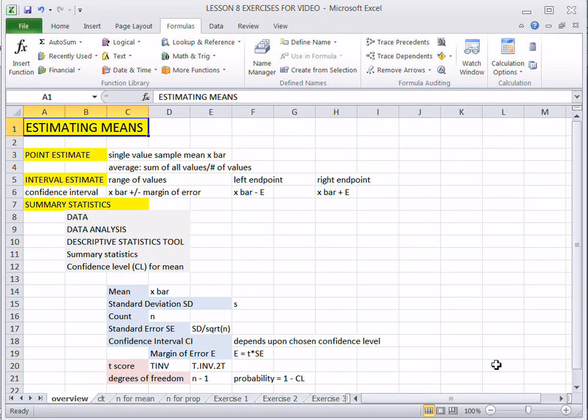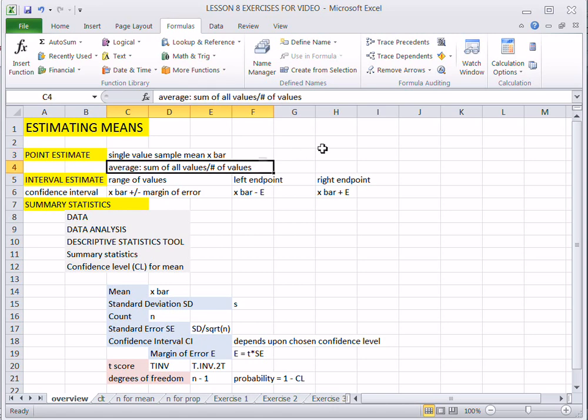Welcome to Lesson 8, Estimating Means. So here we're going to talk about how to estimate a mean from quantitative data, and we'll be looking at both point estimates and interval estimates. So first of all, a point estimate is a single value. So the point estimate for the mean is the sample mean called x bar.